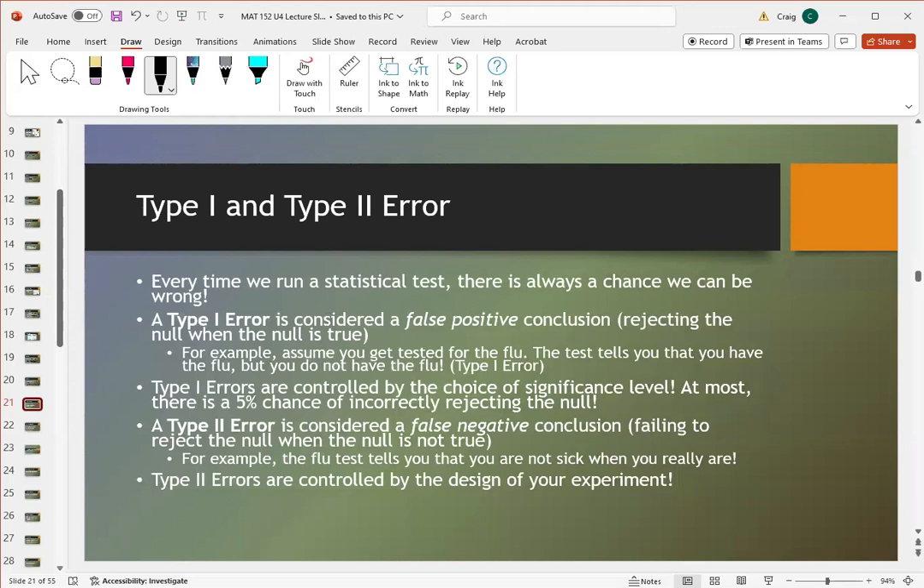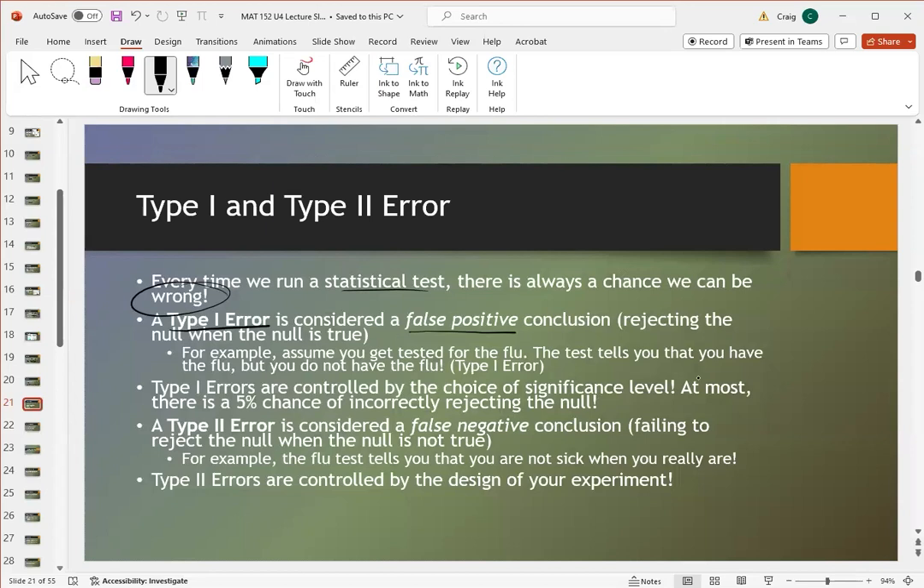Because of the way that we choose a significance level, every time we run a statistical test, there's always a chance you can be wrong. That's why I tell you that you will not prove anything with a statistical test. There are two ways that you can be wrong. A type 1 error is what's considered essentially a false positive, where you reject the null when the null is true. You say that something is different when actually they're not.